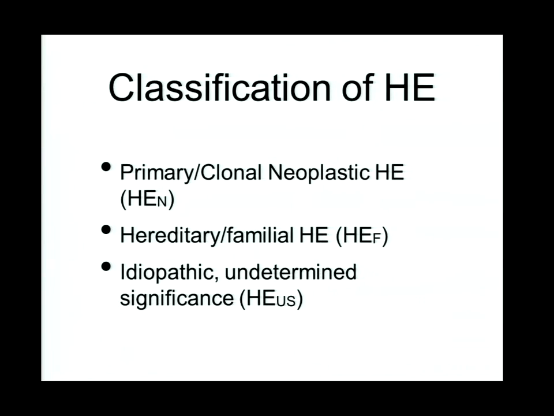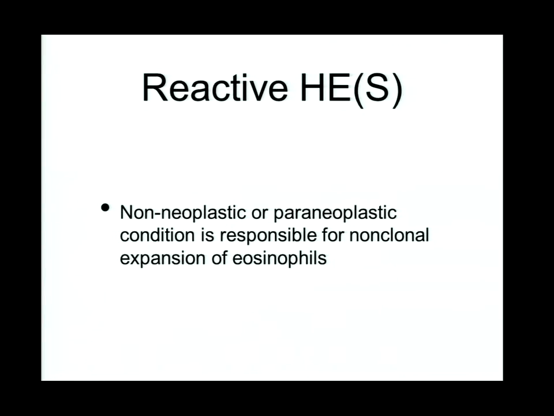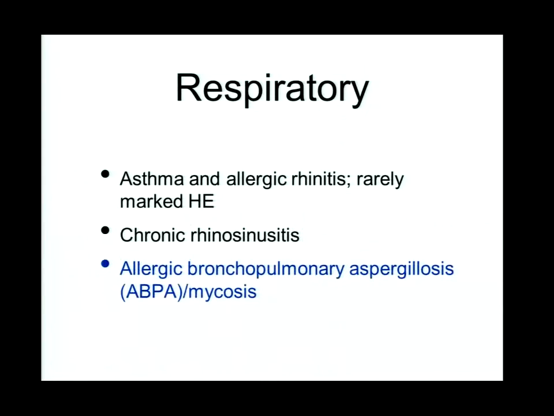And then finally, we move over to another group, the primary or clonal neoplastic hypereosinophilia. These are diseases involving clonal production of the eosinophil itself, and these are the more severe diseases. And then there's the hereditary and idiopathic hypereosinophilia. So you fall into those categories when you rule out everything else. So, reactive hypereosinophilia: non-neoplastic or paraneoplastic conditions leading to non-clonal expansion of eosinophils.